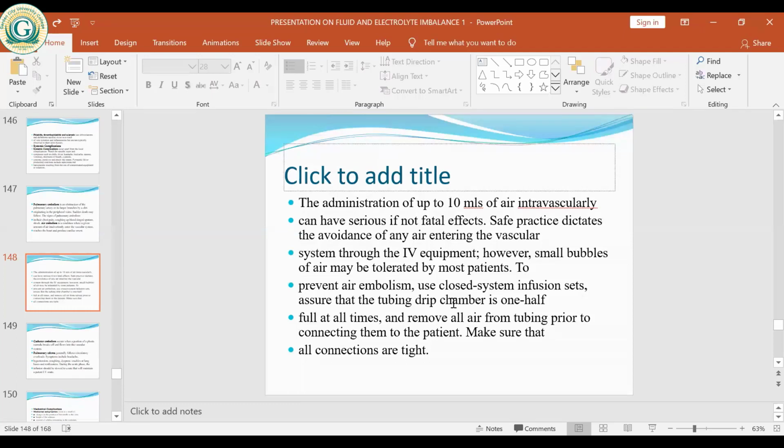To prevent air embolism, use closed system infusion sets. Ensure that the tubing drip chamber is 1/2 full at all times. The chamber that the infusion drops into is always 1/2 full. If it is full, you will not know whether the infusion is dropping or not. So always set it 1/2 full. Always, nurses, you know all this already. Remove all air from the tubing prior to connecting it to the patient's cannula. So make sure that before you connect any giving set to the patient's cannula, there's no air bubble. Make sure that all connections are tight so the infusion doesn't leak.